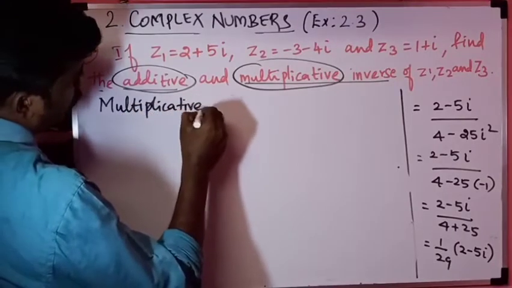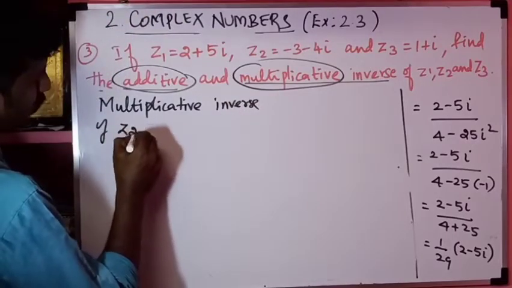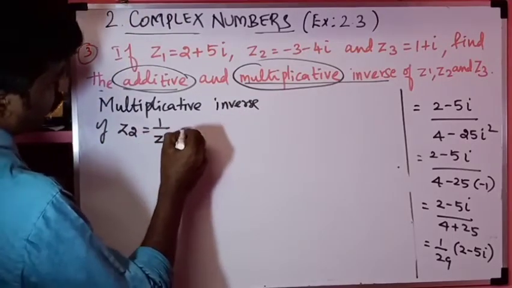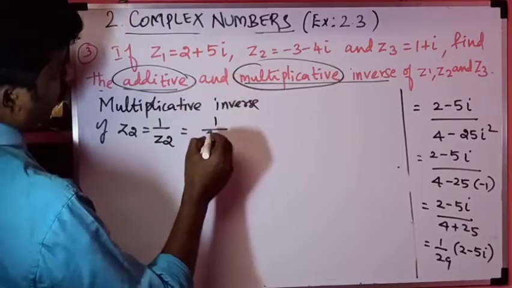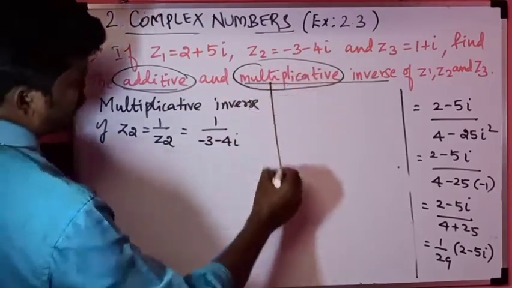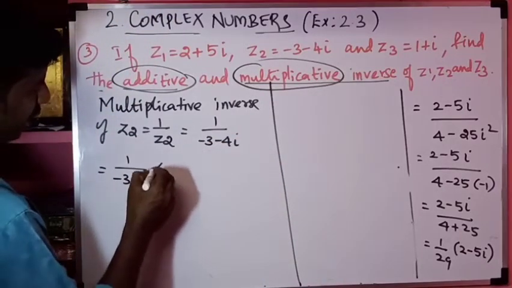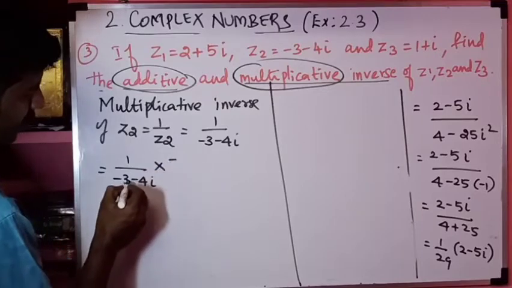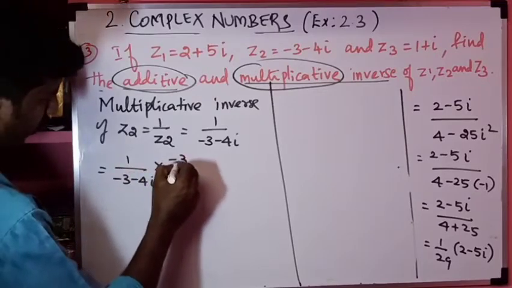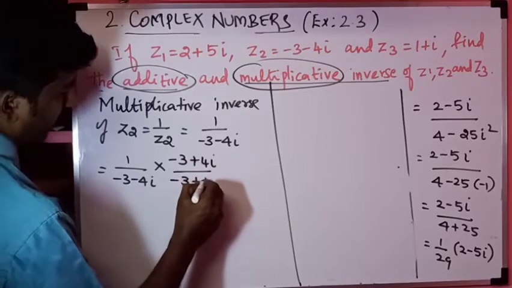The multiplicative inverse of Z2 is 1 by Z2, right? 1 by, what is Z2? Z2 is minus 3 minus 4i, right? So 1 by minus 3 minus 4i into its conjugate value. Here the real number is minus 3, so the conjugate is minus 3 plus 4i.